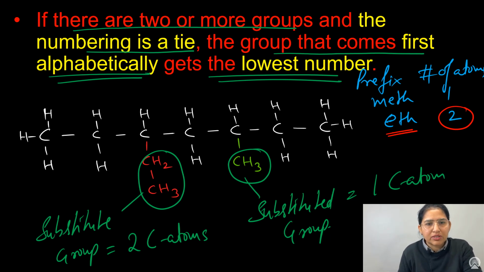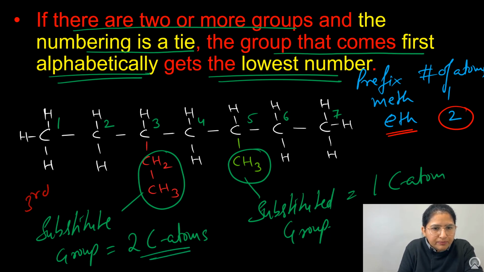Now let's do the discussion of the numbering. Let's say I am doing the numbering from the left, I am getting the positions like this: 1, 2, 3, 4, 5, 6, 7. So with regard to this, I can see my substituted group which has 2 carbons comes at third position.